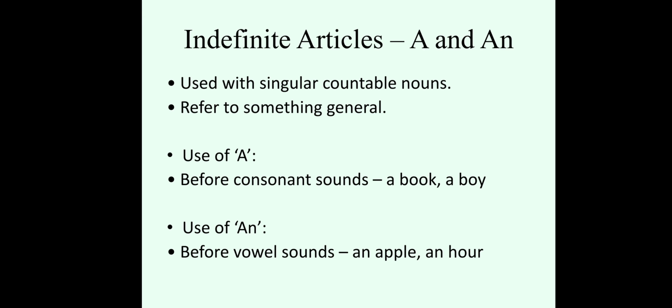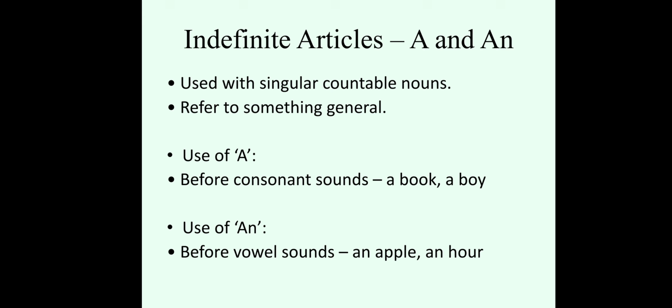When we talk about indefinite articles, there are only two: a and an, as we have already discussed. A and an both are used before singular and countable nouns. These are also used before general nouns, like book, boy, school, car, house. These are general words and we use a and an before these words.